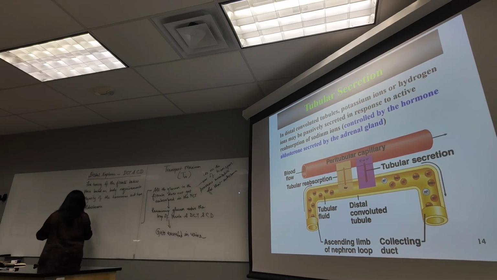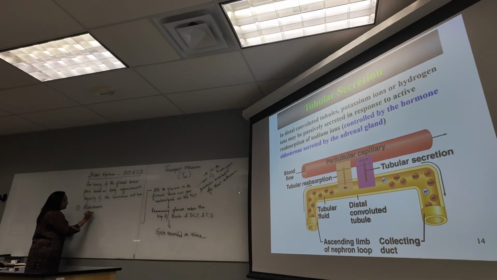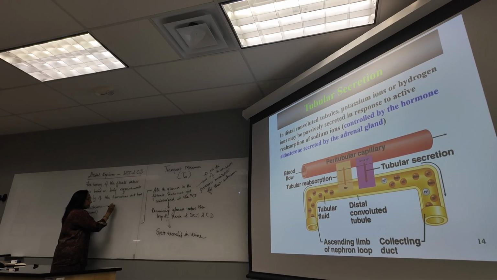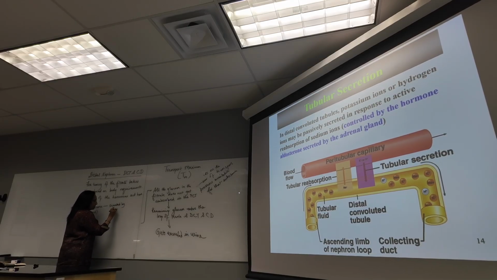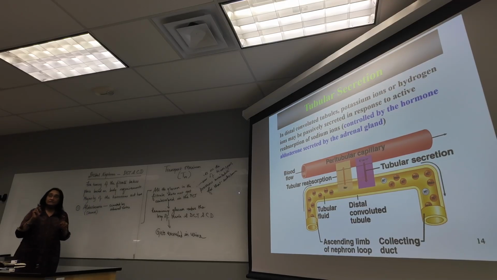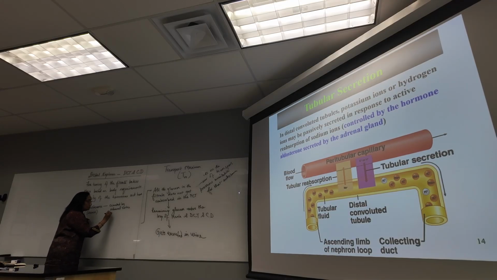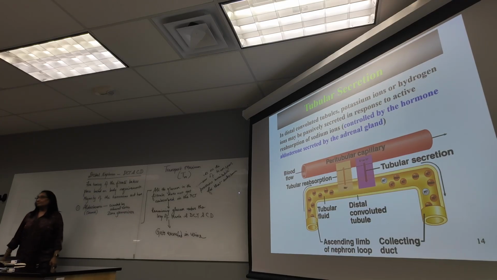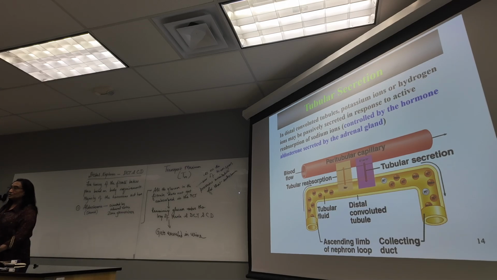So aldosterone, if you remember, is a steroid hormone. It is secreted by the adrenal cortex. And now you'll be able to understand the name. The layer that secretes aldosterone is called the zona glomerulosa. So now you're able to relate where this glomerulosa comes from, because it acts on the kidney. That's why it's called glomerulosa. Okay, zona glomerulosa.